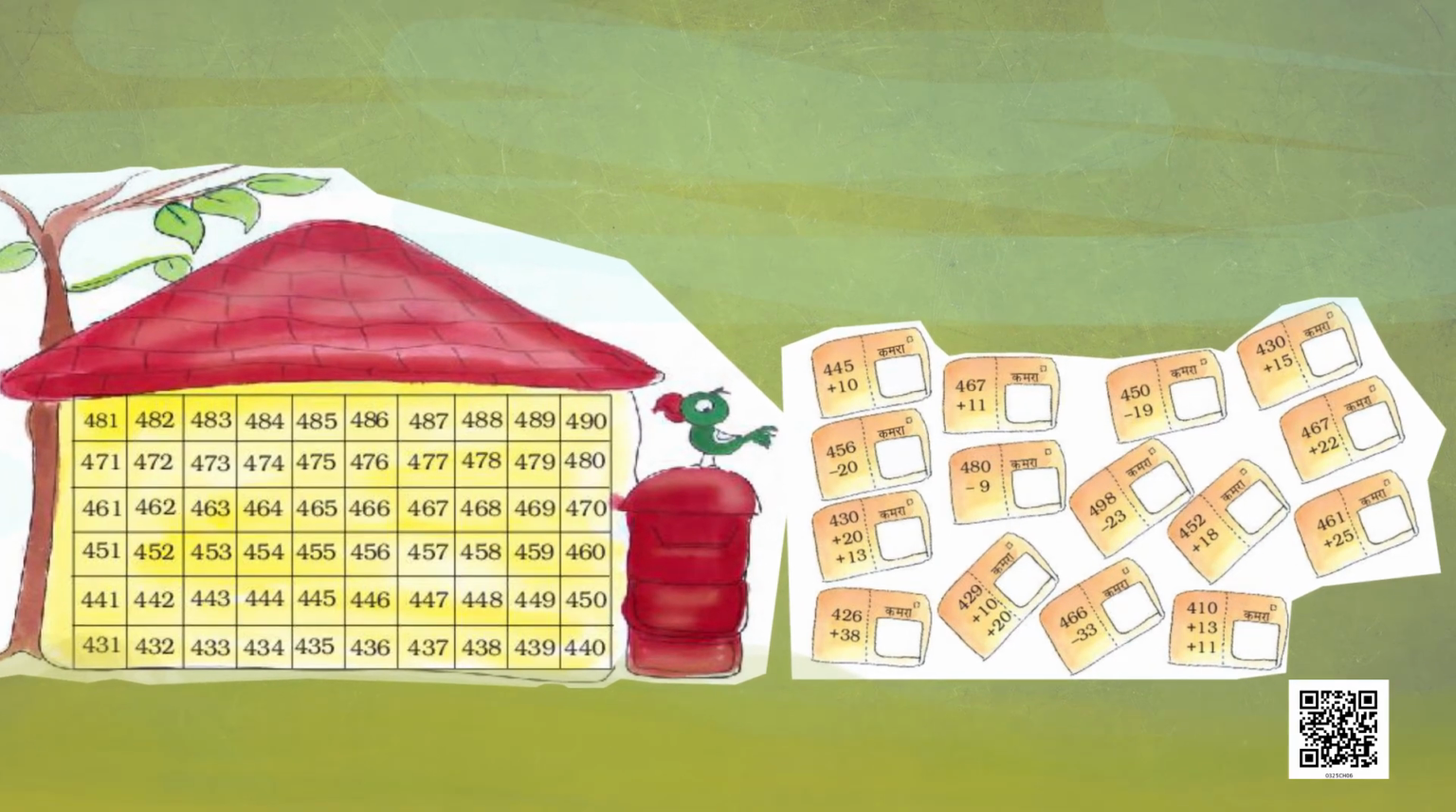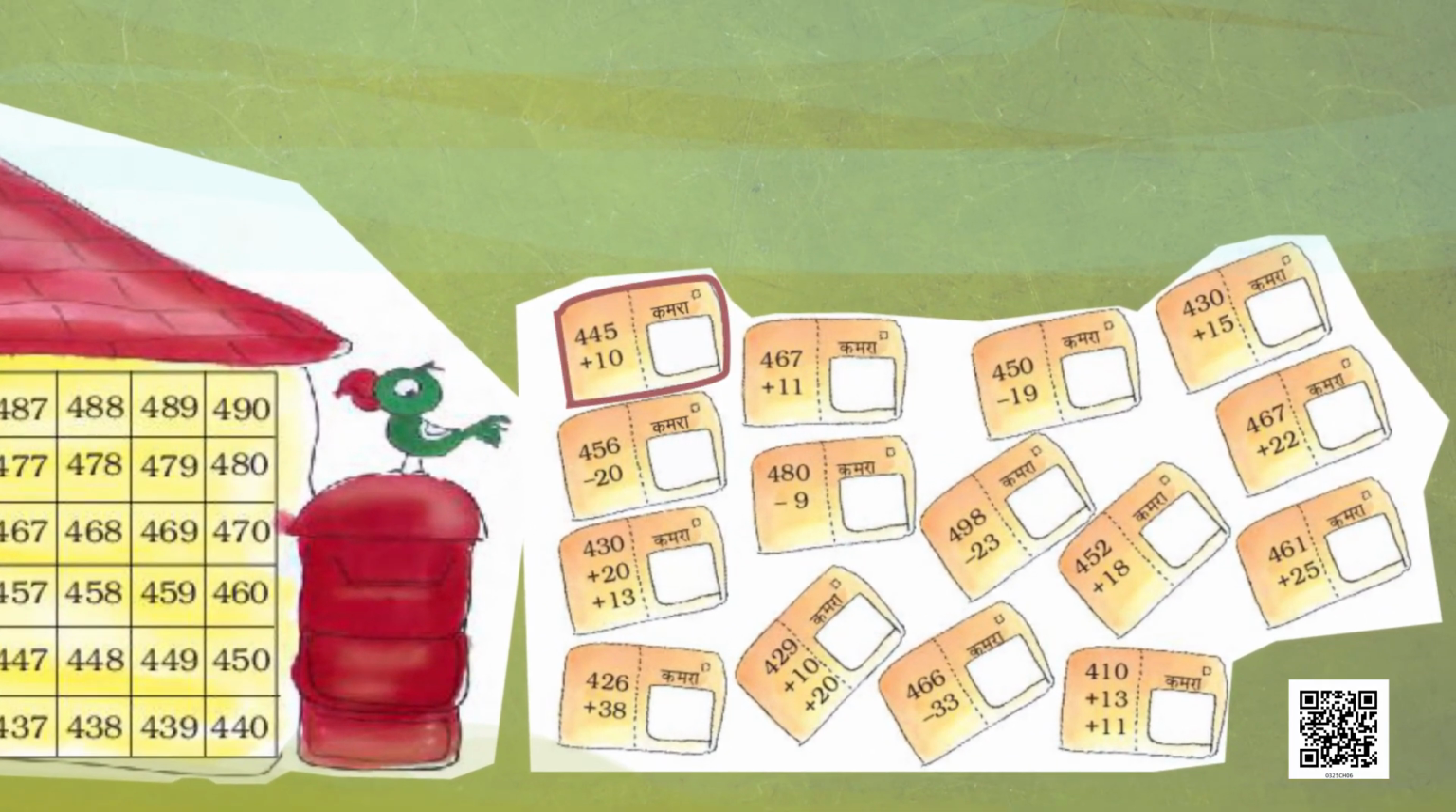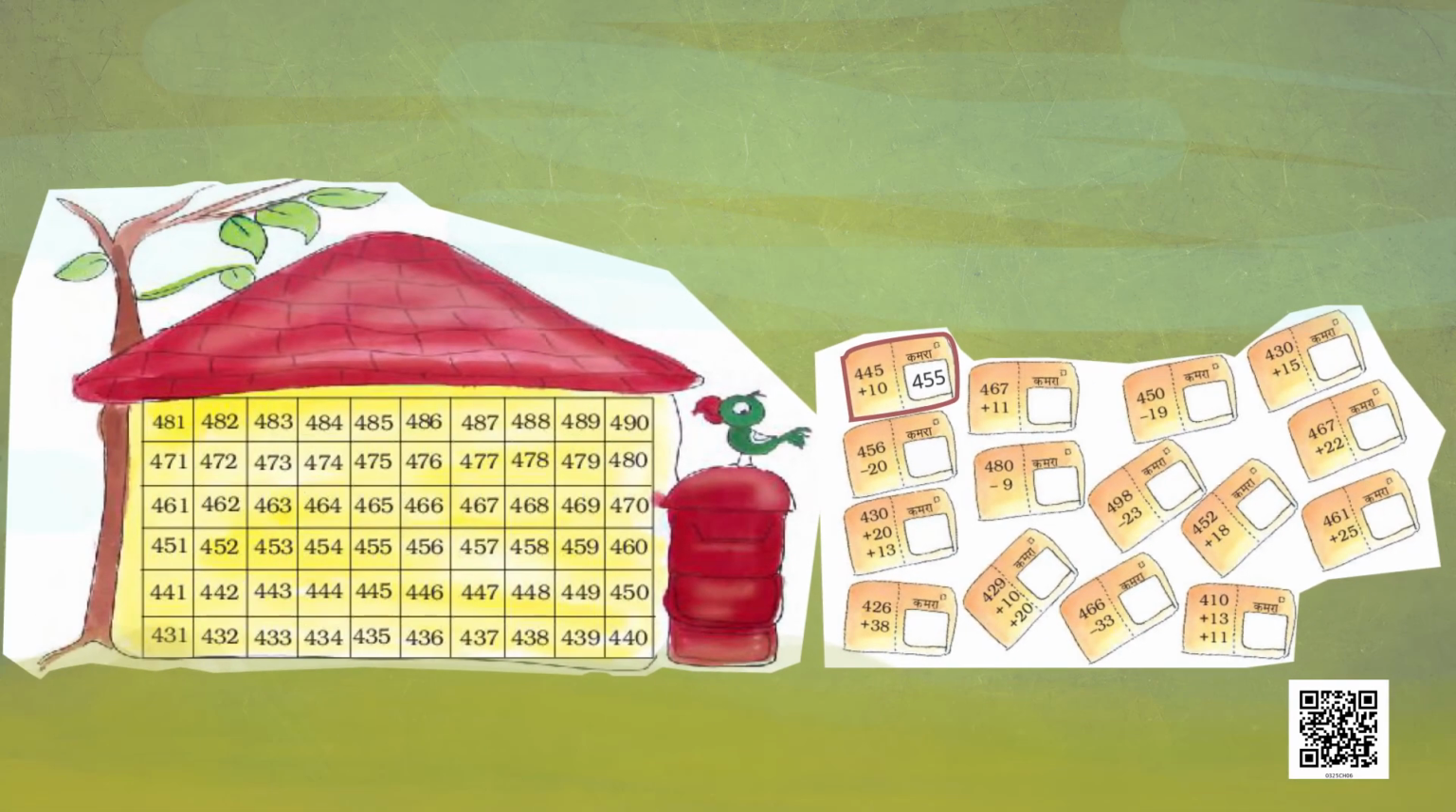Look at this envelope, 445 plus 10. So what is the room number? Add 10 in 445. Good! 455 is the answer. So this letter has to be delivered on the address room number 455. So circle this number. Can you find it? Where is it written? Yes, here it is. 455.